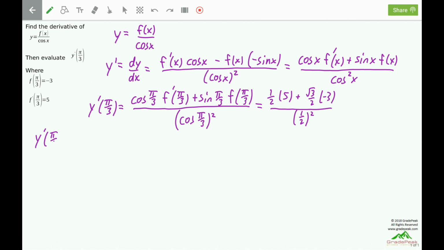So y prime of pi over 3 will equal, in the numerator we will have 5 times 1/2, that'll give us 5/2. And we will have a negative 3 times root 3 over 2, so that'll give us negative 3 root 3 over 2. In the denominator we have 1/2 squared. 1 squared is 1, 2 squared is 4, so 1/4.